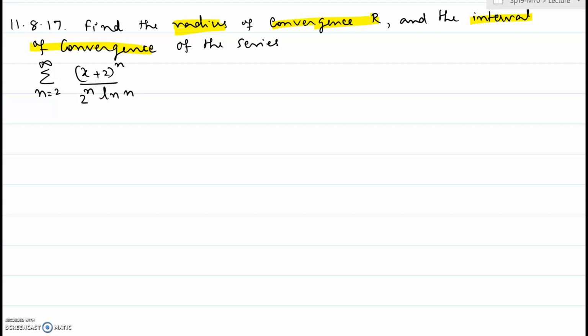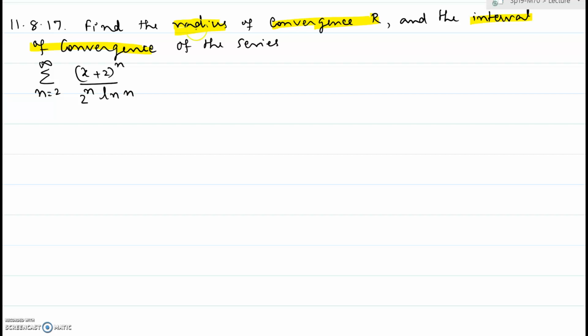Hi, in this video, I will be showing you problem number 17 of chapter 11 section 8. Find the radius of convergence and the interval of convergence of the series sigma n varying from 2 through infinity (x plus 2) to the exponent n divided by 2 to the power n ln n.